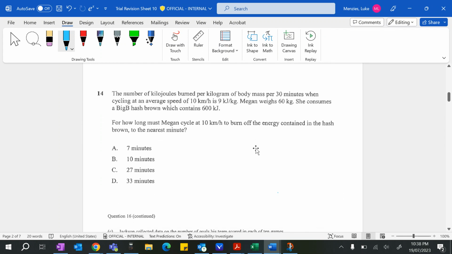But let's get into some energy, because I know back in year 11 when we did the burger question, the questionnaire task is one that we didn't do so well. So the number of kilojoules burned per kilogram of body mass per 30 minutes when cycling at an average speed of 10 kilometers per hour is 9 kilojoules per kilogram. Megan weighs 60 kilograms. She consumes a Big B hash brown, which contains 600 kilojoules. For how long must Megan cycle at 10 k's per hour to burn off the energy she consumed in the hash brown, to the nearest minute?